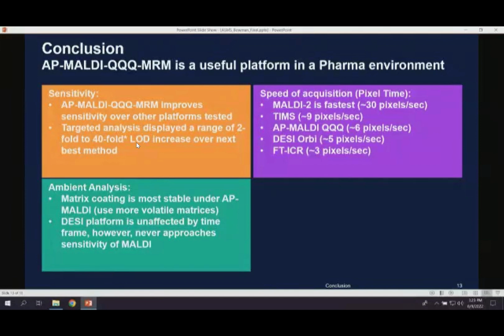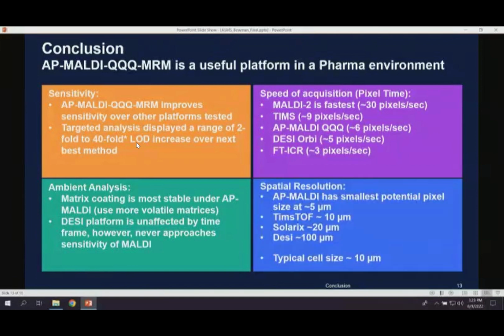The AP-MALDI source being an ambient analysis means that any sort of matrices that we want to use are going to be much more stable than they would be in vacuum MALDI for long-term projects. And this also allows us to use much more volatile matrices. The DESI platform is also unaffected by the time frame, but since it never approaches the sensitivity of our MALDI platforms, that's not necessarily a big gain.